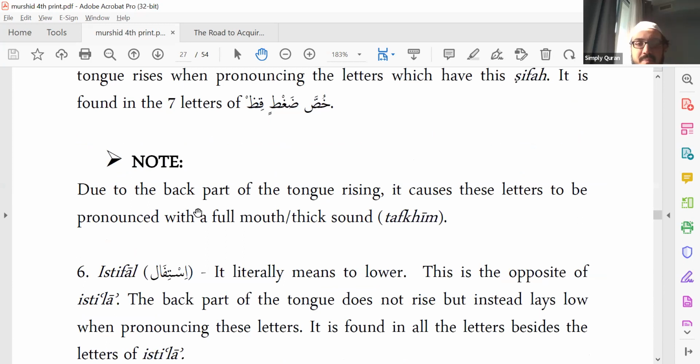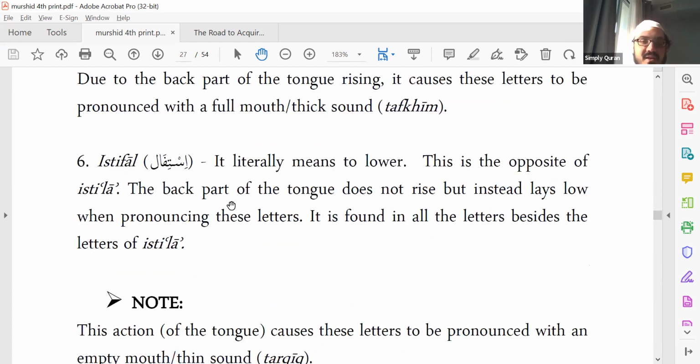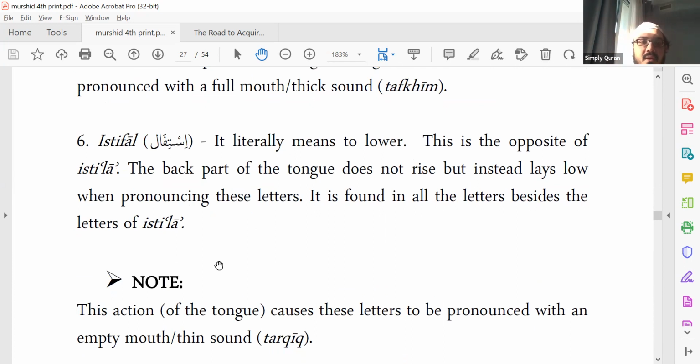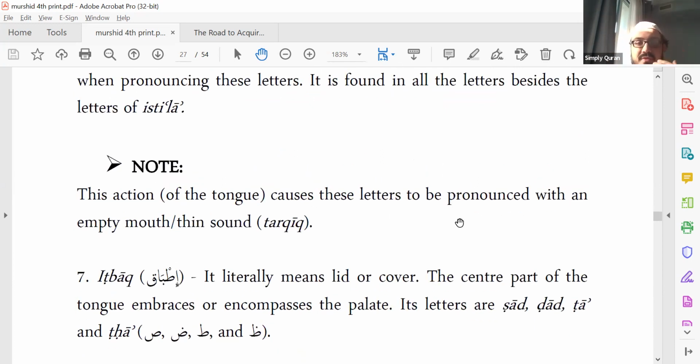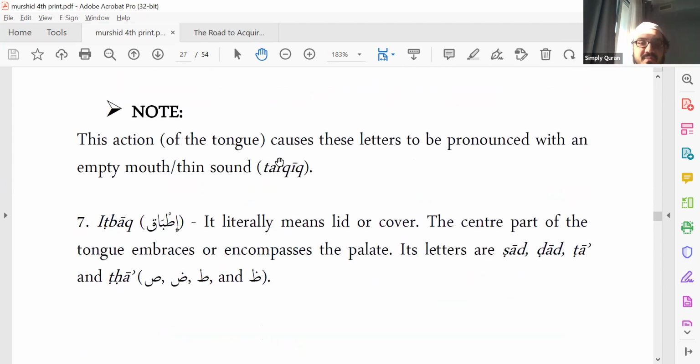So note here, due to the back part of the tongue rising in isti'la, it causes these letters to be pronounced with a full or thick sound. In Arabic, it's called tafkhim. Number 6 is istifal. It literally means to lower. This is the opposite of isti'la. The back part of the tongue does not rise, but instead lays low when pronouncing these letters. It is found in all the letters besides isti'la. Note, this action of the tongue causes these letters to be pronounced with an empty mouth, tarqiq. So the opposite of tafkhim is tarqiq. Tarqiq, empty; tafkhim, heavy, open, heavy mouth.